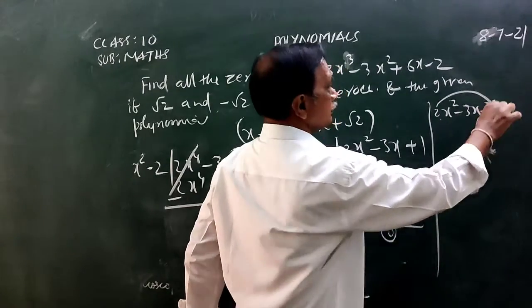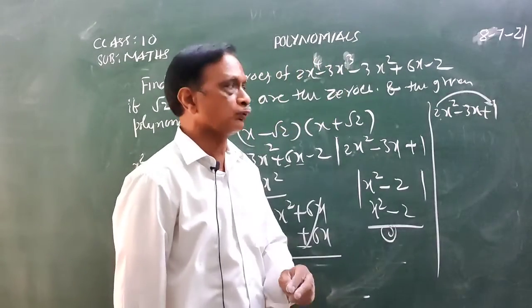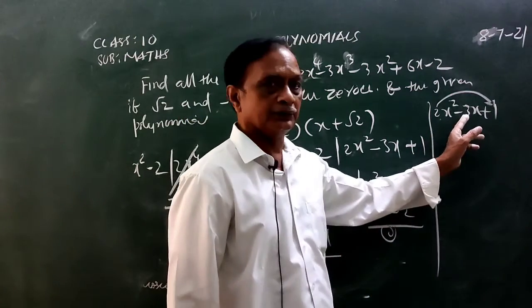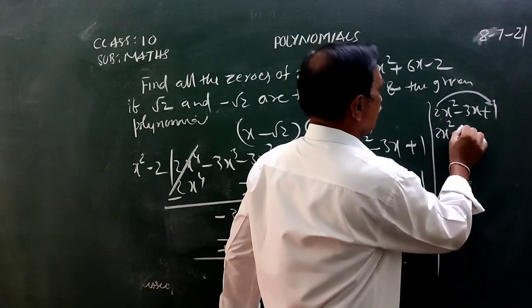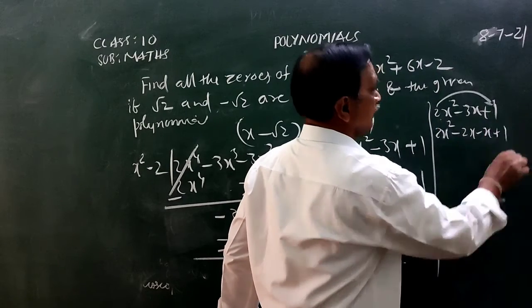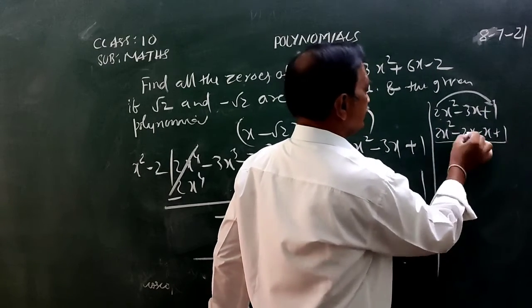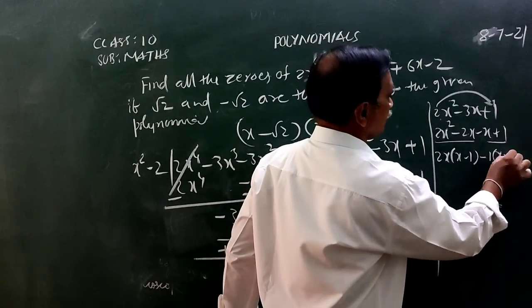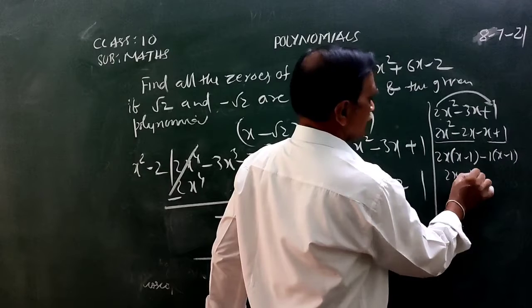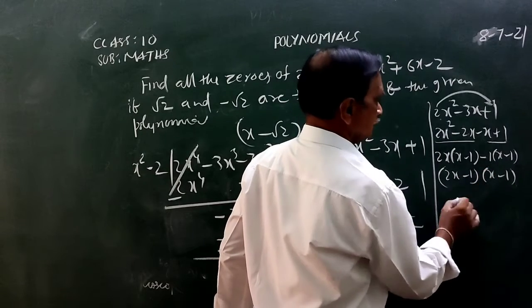2 ones 2, positive. Select two numbers whose product is 2 and whose sum is 3. 2 ones 2, 2 plus 1 is 3. So 2x² minus 2x minus x plus 1. From these two you can take 2x as common: 2x into x minus 1, minus 1 into x minus 1. So 2x minus 1 into x minus 1.